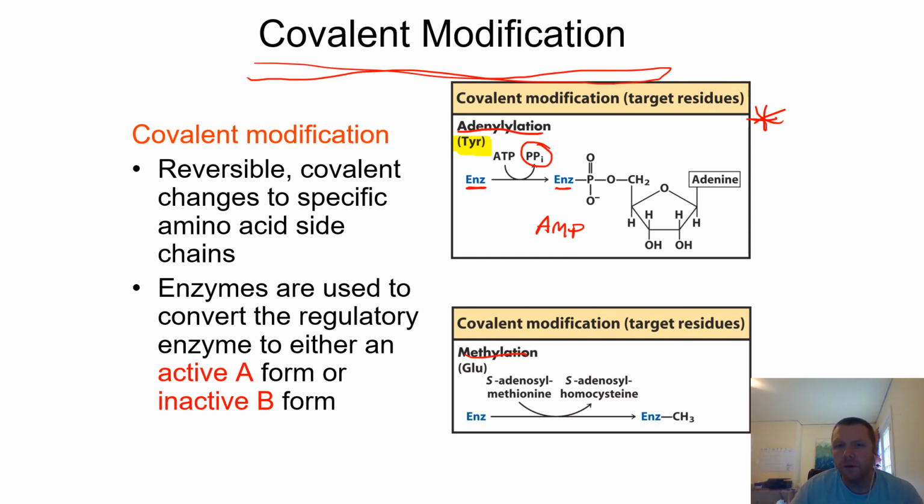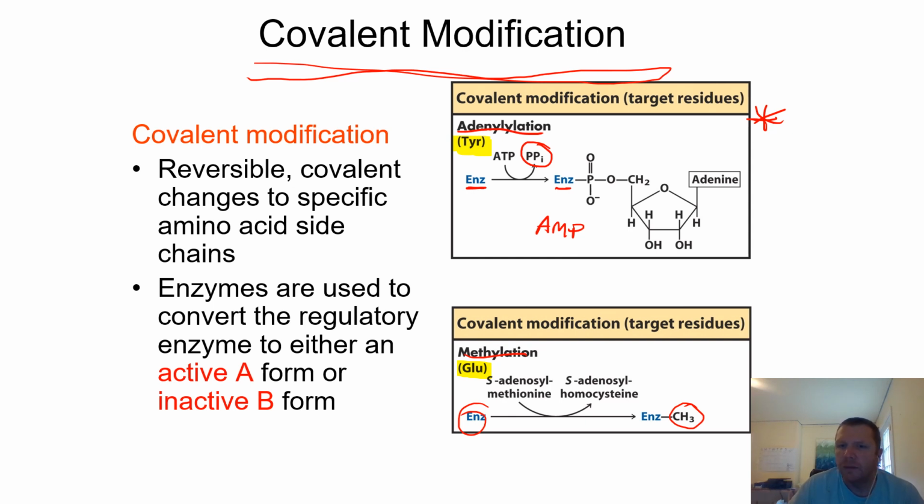Okay, now another example of a regulation or a modification that regulates an enzyme is methylation. So methylation is a post-translational modification, which we've already talked about. That is an example of a modification to a glutamic acid residue. We have our enzyme, we have a methyl donor known as S-adenosylmethionine, and what we're going to do is add simply a methyl group onto our enzyme.